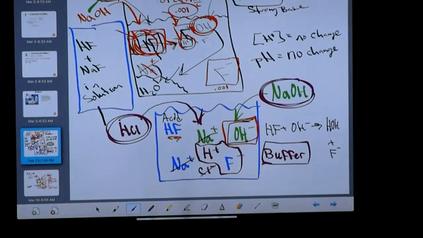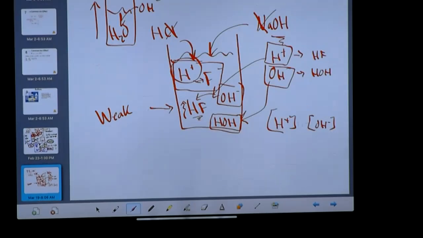Okay, so the idea of a buffer, it has something that can both neutralize an acid and neutralize a base. So the weak acid reacts with the base to produce water. The conjugate base accepts H plus to make a weak acid. We okay with that?